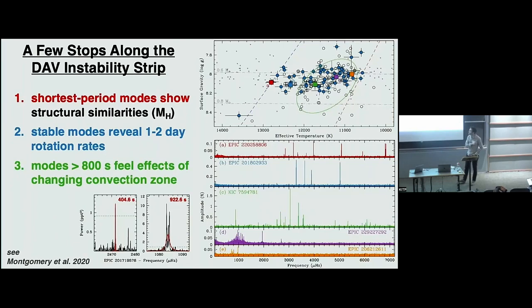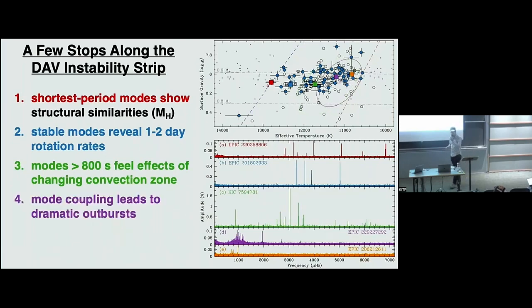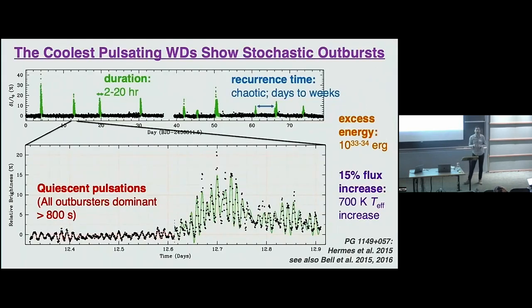I want to finish with one of the most interesting discoveries in the last 5 or 6 years with these pulsating white dwarfs, and it's that the pulsations can actually resonate with themselves. And the consequence of that is shown here. We've been calling these outbursts, so don't confuse them with CV outbursts. This is all happening in the white dwarf, in an isolated white dwarf.